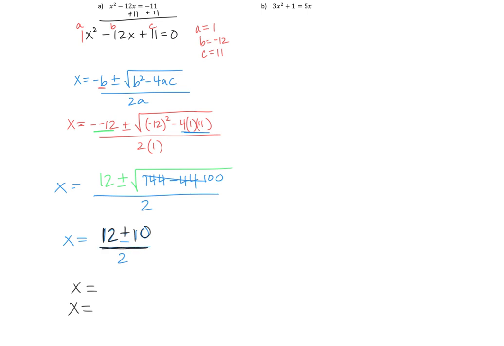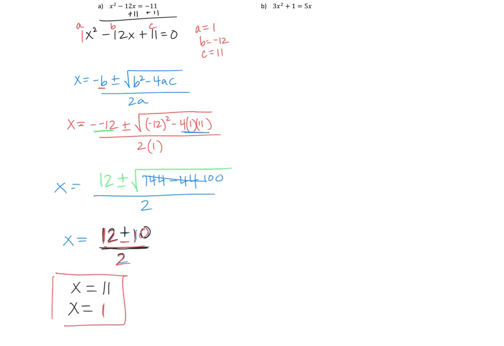And then this line means divide. Divided by 2 is 11. There's my first solution. Okay, my second solution, I'm going to do 12 minus 10, which is 2, divided by 2 is 1. So my two solutions are 11 and 1.